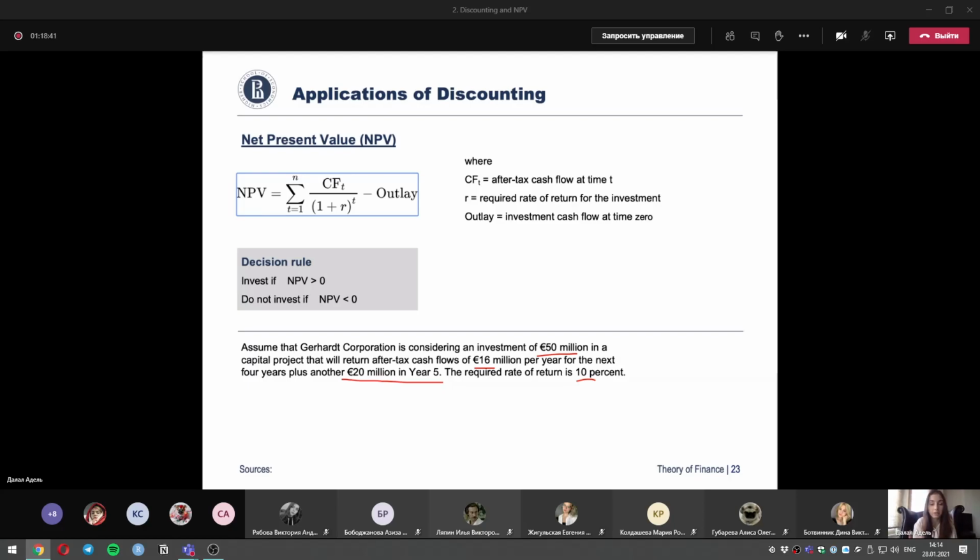Here you can be creative with this discounting. You can apply the annuity formula for the first 4 years, and then discount 20 million and add it together to find the total present value. You can just use Excel or financial calculators, up to you.